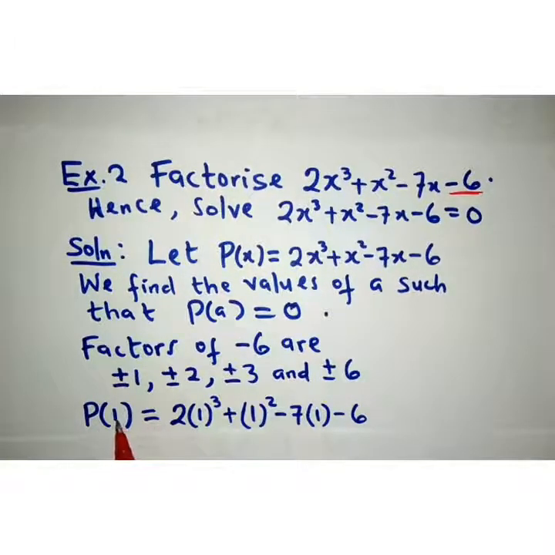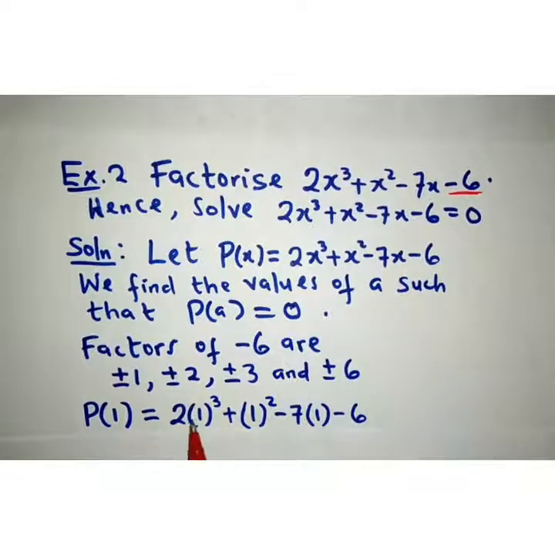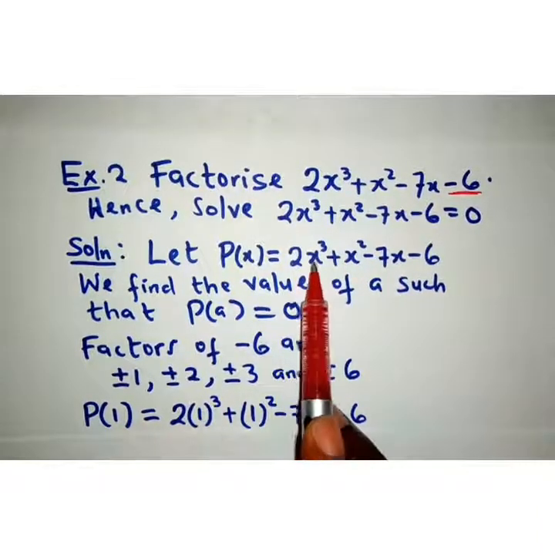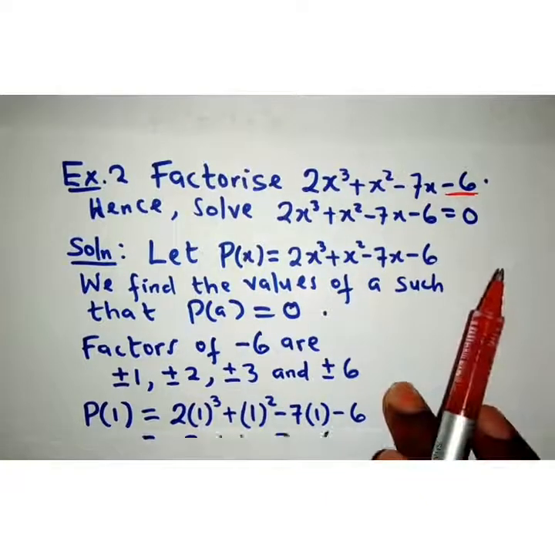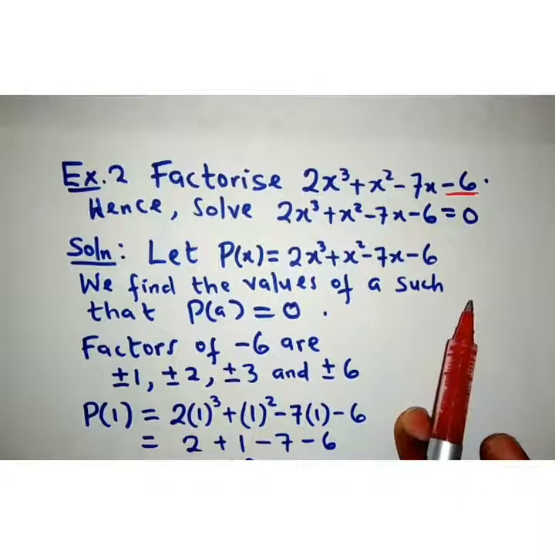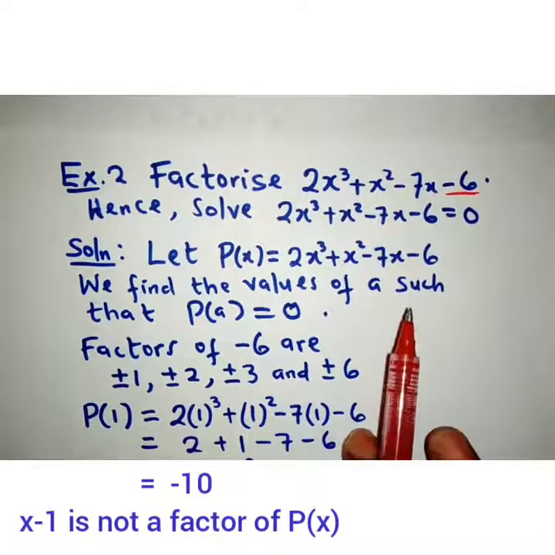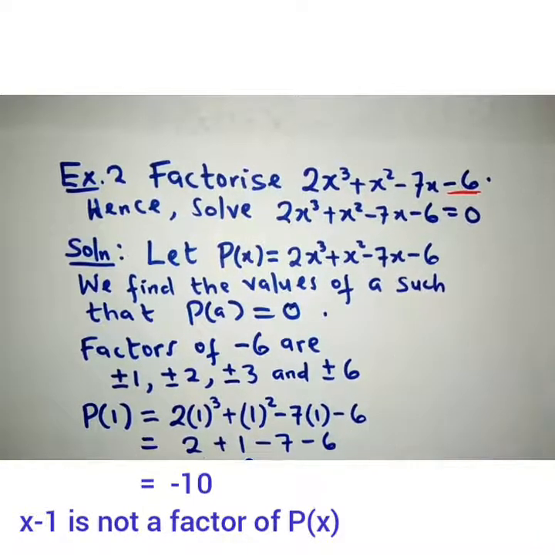So p of 1, that is, we substitute 1 for x. So we have 2 times 1 cubed plus this, and when we do that carefully, 1 raised to the power 3 is 1, so 2 times 1 is 2, 1 squared is 1, minus 7 minus 6. If we add this, we get minus 10. So p of 1 is minus 10. So by the factor theorem, x minus 1 is not a factor of p of x because p of 1 is not equal to 0.